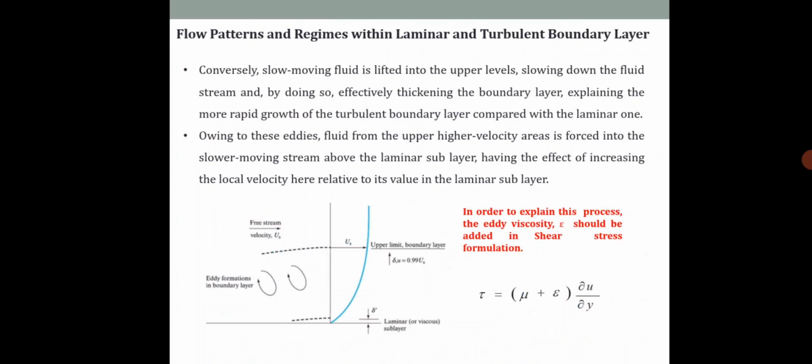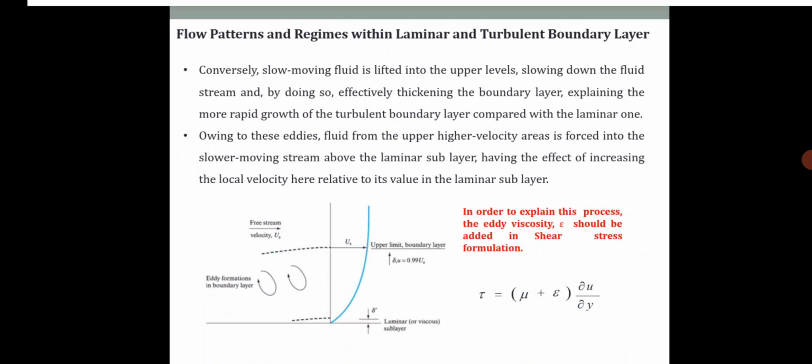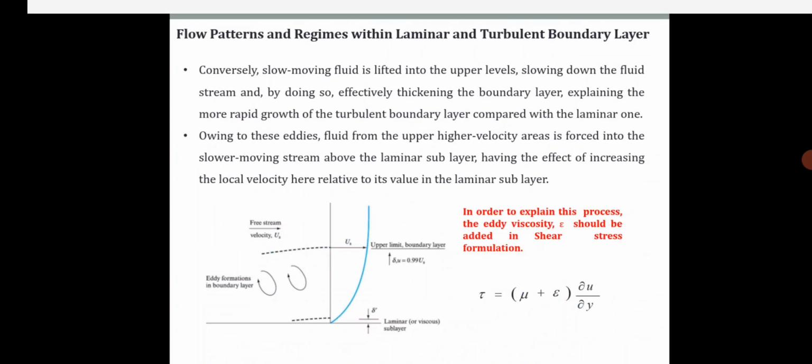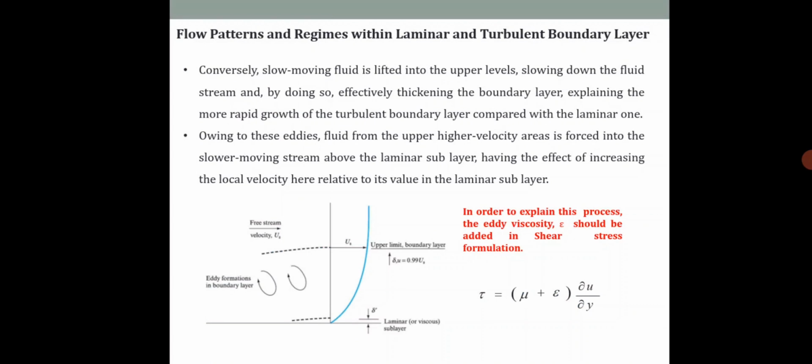Conversely, the slow moving fluid is lifted into upper levels, slowing down the fluid stream and effectively thickening the boundary layer, and there will be a rapid growth of the turbulent boundary layer. That will be the reason for this. You can see the diagram.